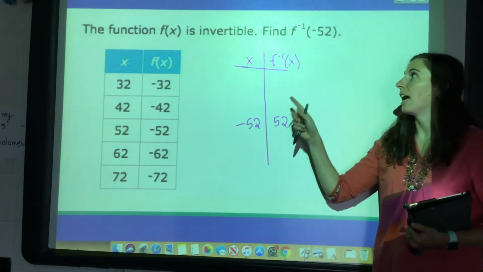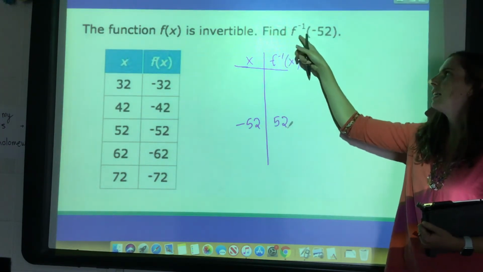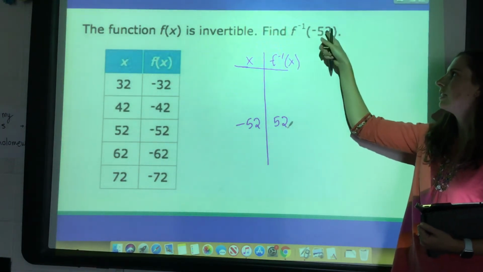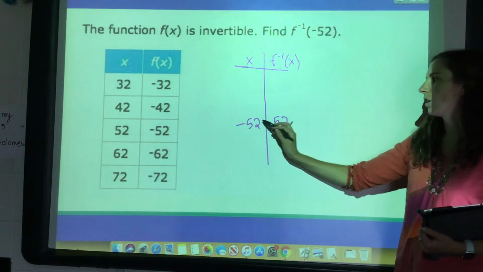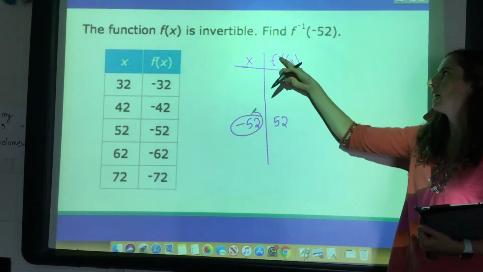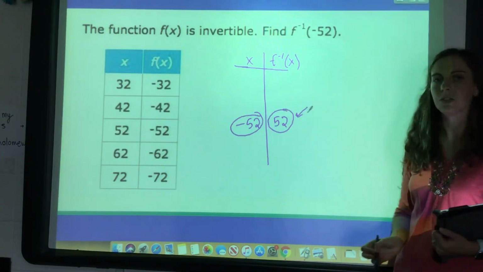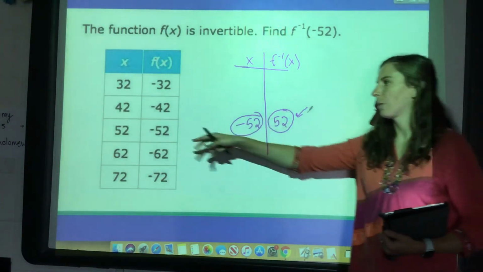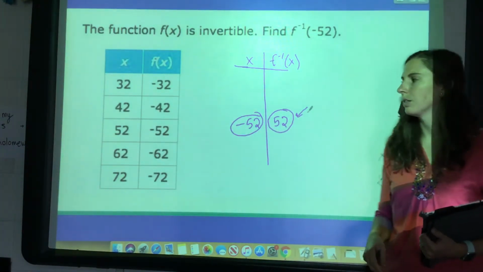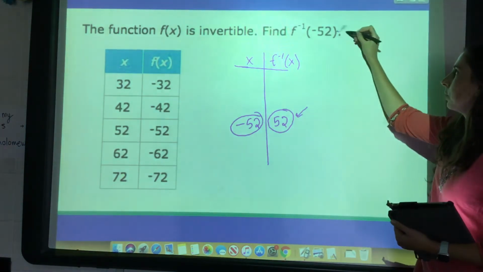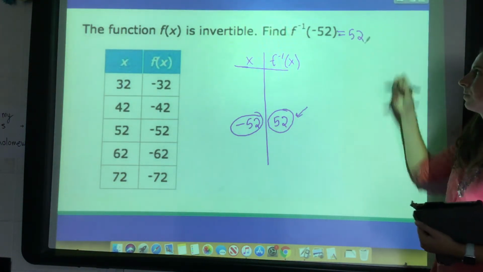So the question asks, find the output if the input is -52. Here's the input to my inverse function, and then there's the output, 52. So it's almost like working backwards from the original function. The answer to this would be 52.